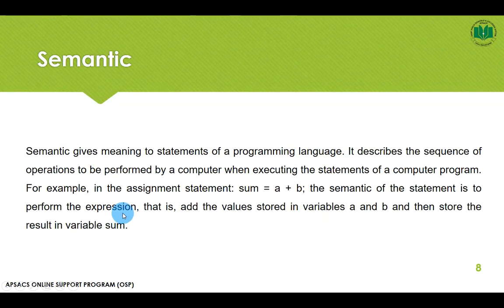Next thing is semantic. The first part of a program was syntax. Syntax is exactly the way a program is written, and we cannot ignore the syntax. But semantic is a different thing. Semantic gives the meaning to the statements of a programming language. Actually, semantic does nothing. We don't have to write the semantic, it is only the meaning of the statement.